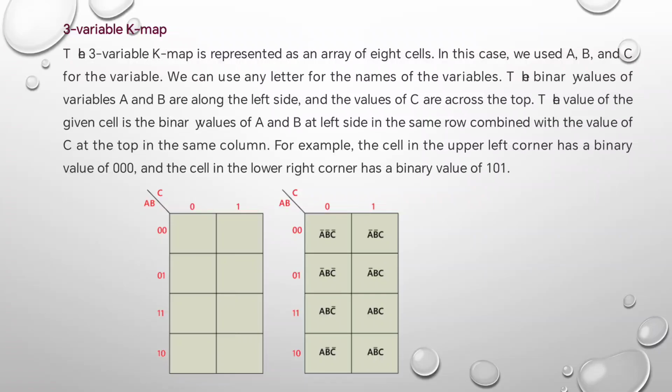For example, the cell in the upper left corner has a binary value 000 and the cell in the lower right corner has binary value 101. This is the figure describing the 3 variable K-map representation.